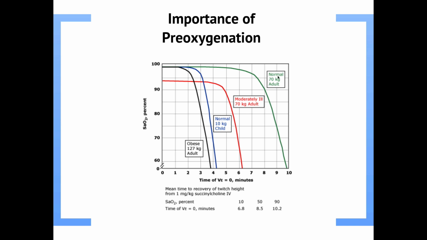As you see, as we continue to move towards the left here, children tend to desaturate pretty quickly, so we're at about the 3-minute mark. We cross the 90% barrier. And again, the morbidly obese, this is not even an ill patient, but here we're at 2.5 minutes. We desaturate pretty quickly. So just be aware of those things. Those are important things.